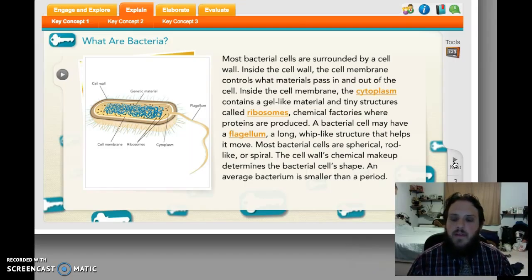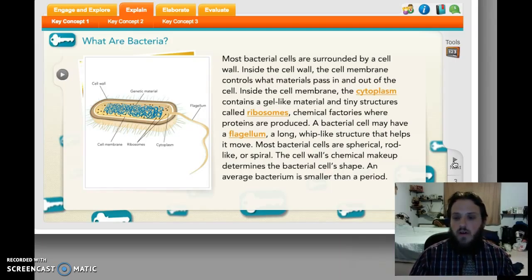Inside that cell wall, there's a cell membrane, and inside the membrane we have cytoplasm, which is a gel-like. It's got little fibers running through it. Think of it like Jell-O. I think that's the easiest way. And it has these tiny little specks called ribosomes, which are these chemical factories that produce proteins. Some have different ways to move. A flagellum, you'll see in this picture, is a long whip-like tail that helps it move.